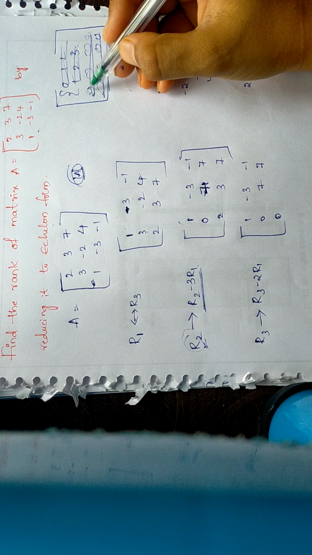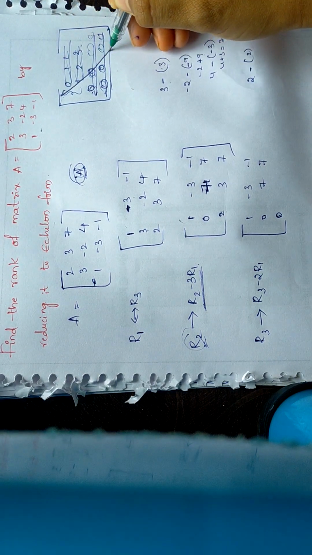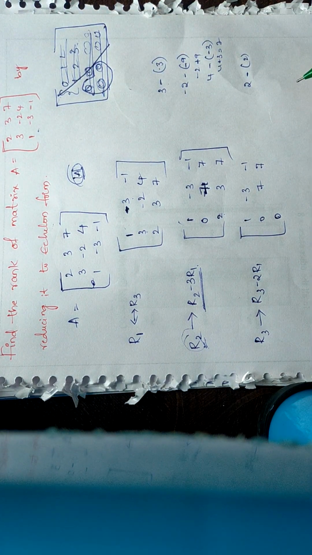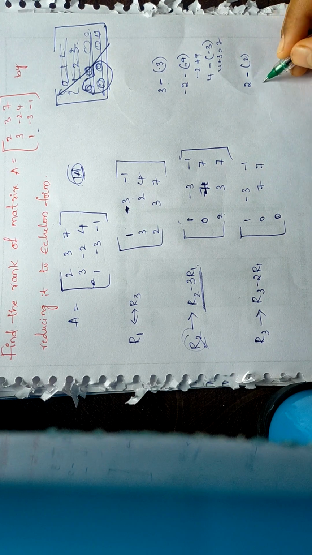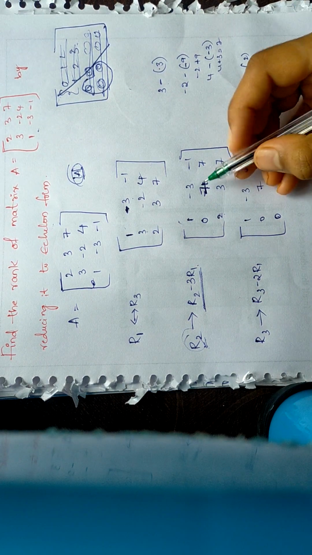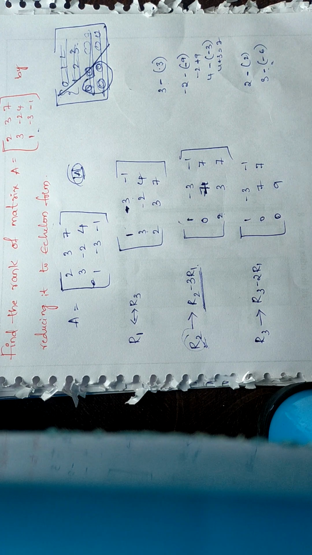What is upper triangular? If these are the diagonal elements, this is upper triangular. So you have to go in order. Then you will get the answer very quickly without many transformations. Now 3 minus 2R1, minus of minus, right? Minus 6, 2 threes are 6. 3 plus 6 is 9 again.